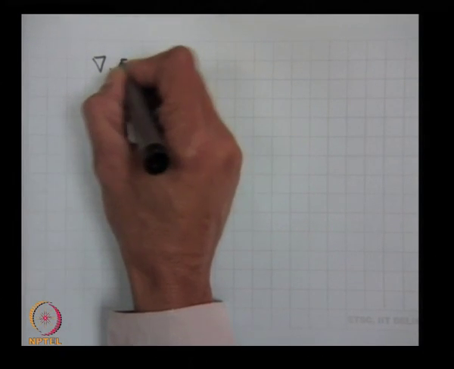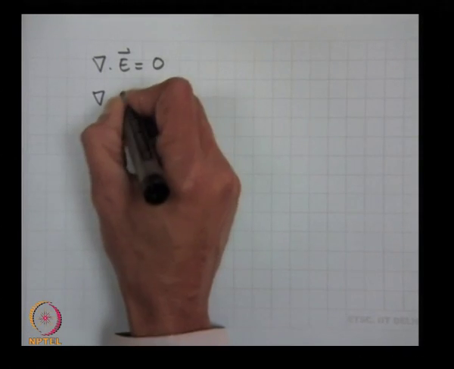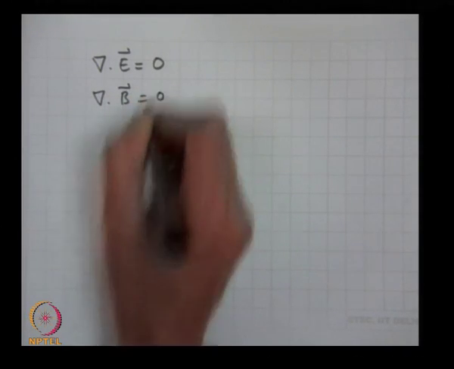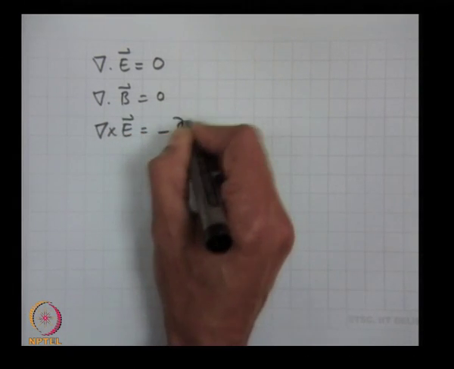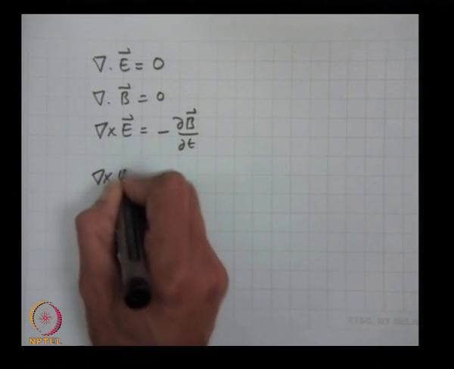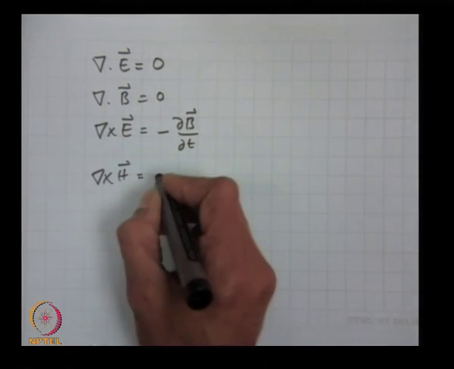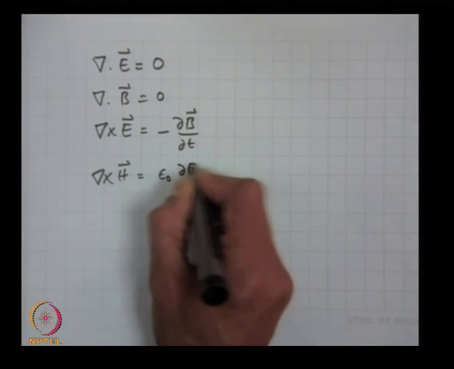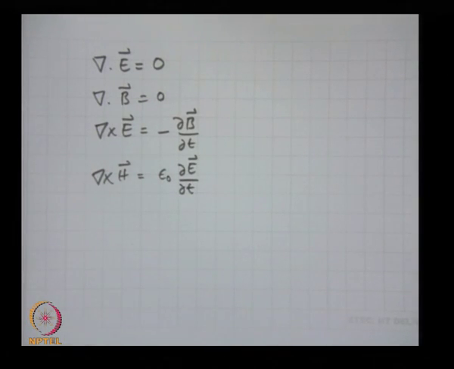Divergence E is equal to 0, then divergence B is equal to 0, curl E is equal to minus del B by del t, and curl H is equal to epsilon 0 del E by del t. Free space, no charges, no free currents, no free charges. It is del D by del t, D is epsilon 0 E in free space.